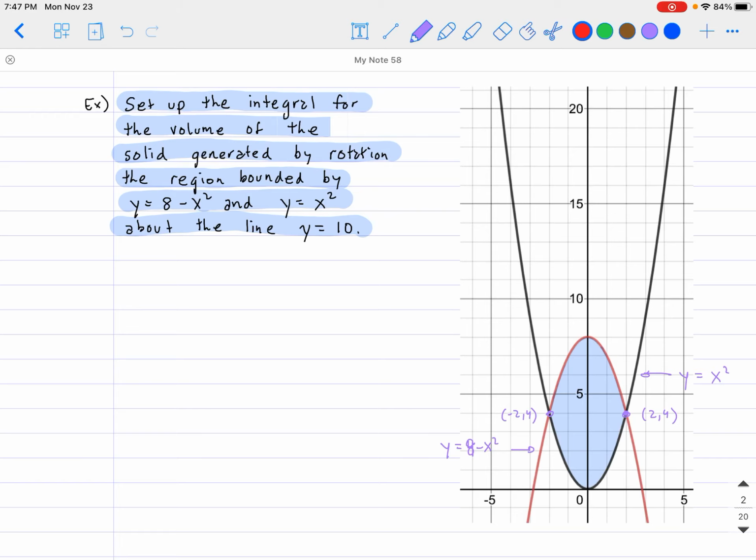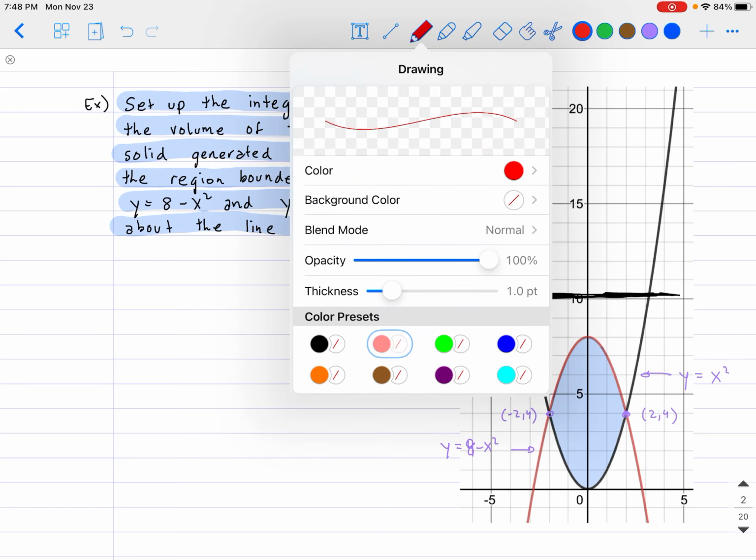All right, so for this problem, we're going to take this region and rotate it about the line y is equal to 10. So here is that line right there. Now, once again, I'm going to draw the image of the reflection, so that way we can see what it looks like after we rotate it.